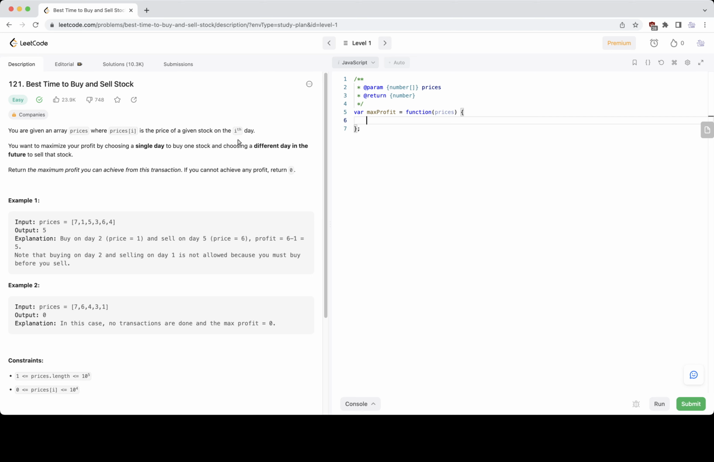We'll be solving the problem for LeetCode 121, best time to buy and sell stock. This is another problem in the LeetCode 75 study plan.